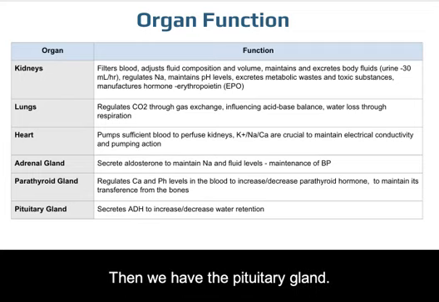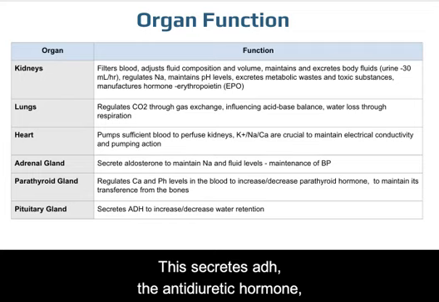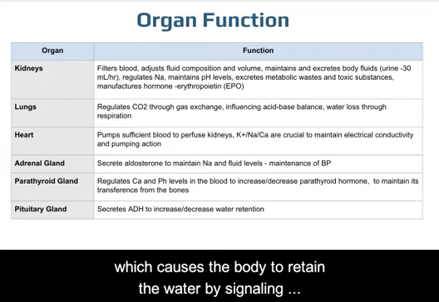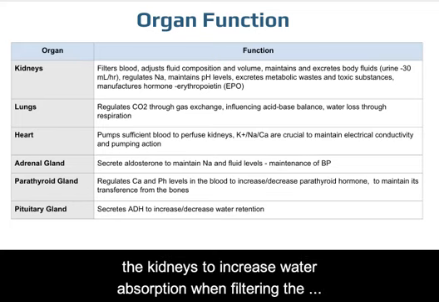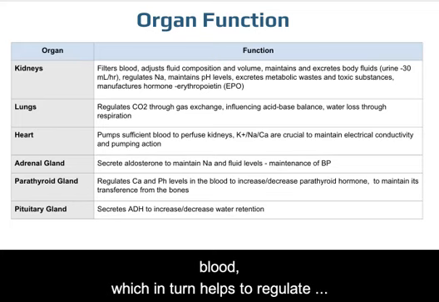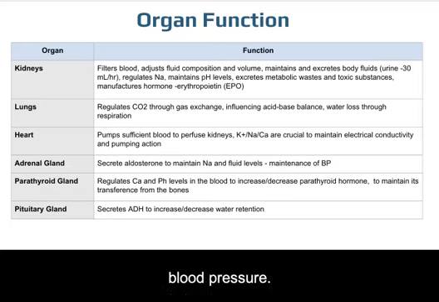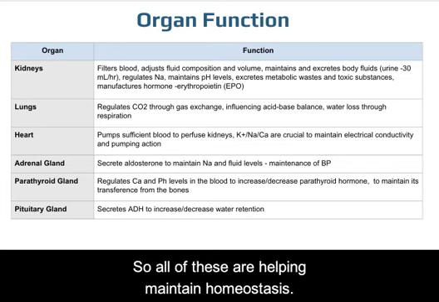Then we have the pituitary gland. This secretes ADH, the antidiuretic hormone, which causes the body to retain water by signaling the kidneys to increase water absorption when filtering the blood, which in turn helps to regulate blood pressure. So all of these are helping maintain homeostasis.